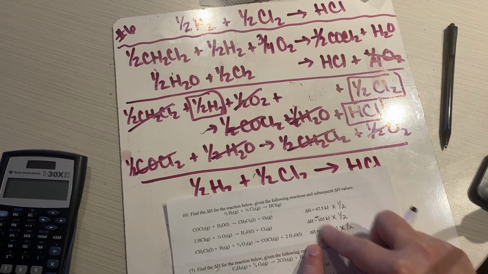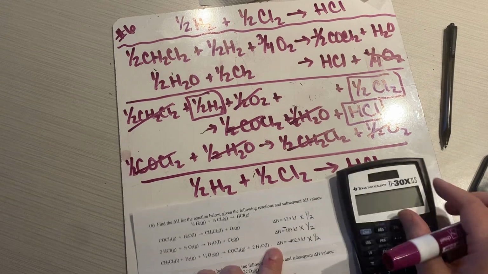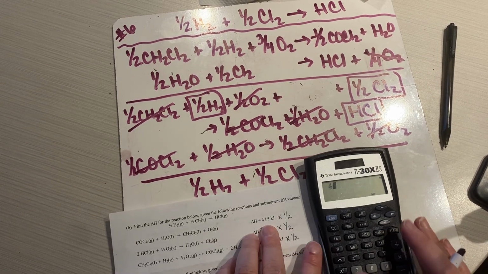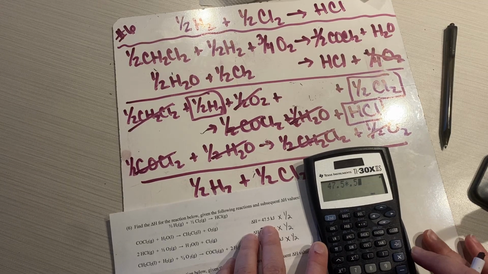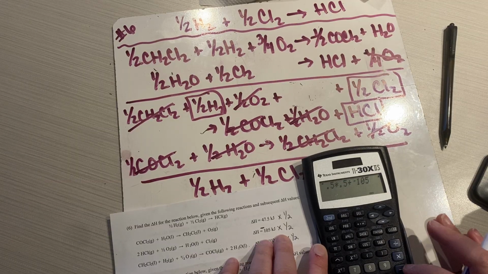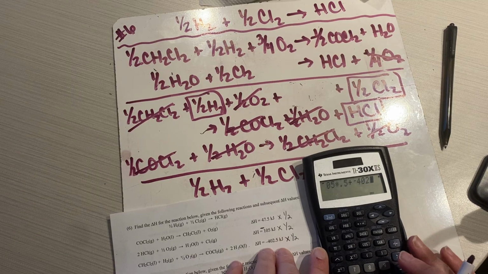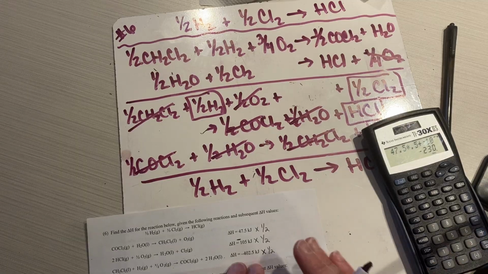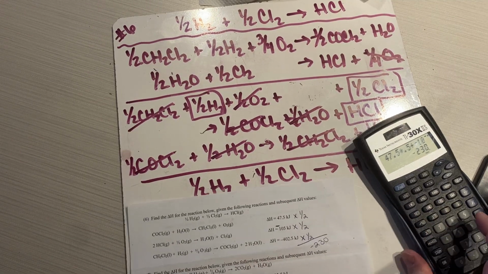So now I just have to take these numbers, and since we took every single equation by half, other than this one, which we had to flip also, we're going to take 47.5 times 0.5 plus a negative 105 times 0.5 plus a negative 402.5 times 0.5 equals negative 230. Done with that one.